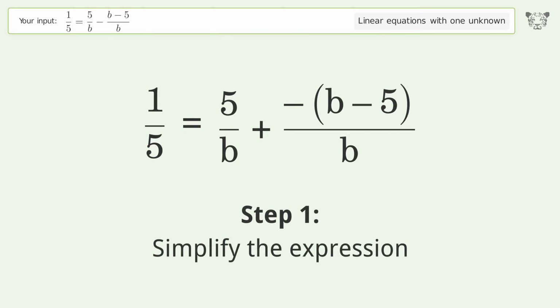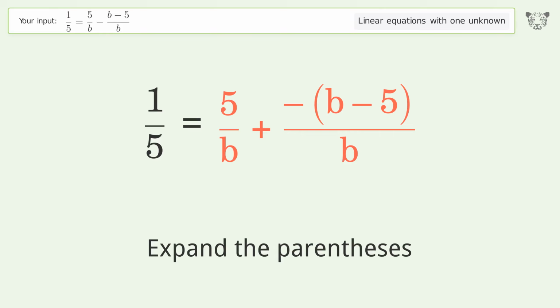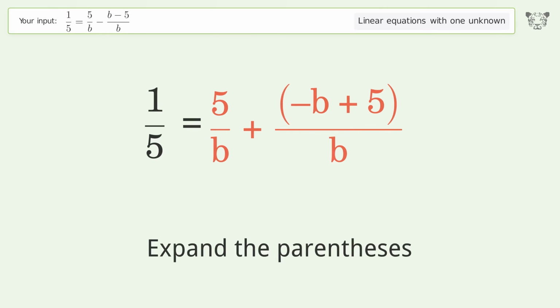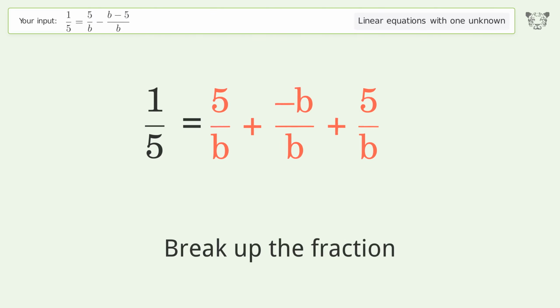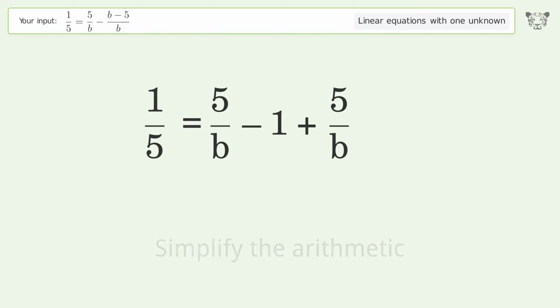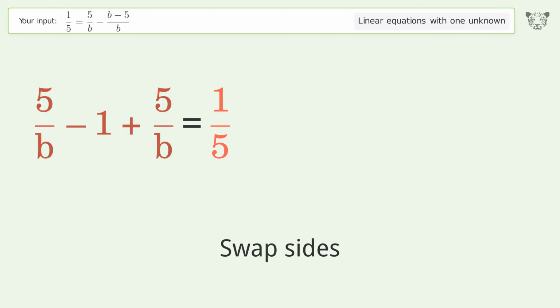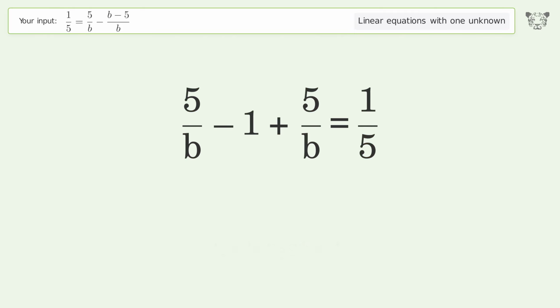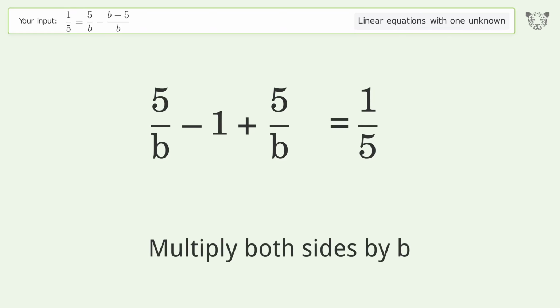Simplify the expression. Expand the parentheses. Break up the fraction. Simplify the arithmetic. Swap sides. Isolate the b. Multiply both sides by b.